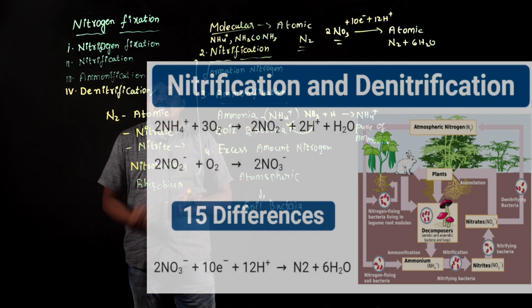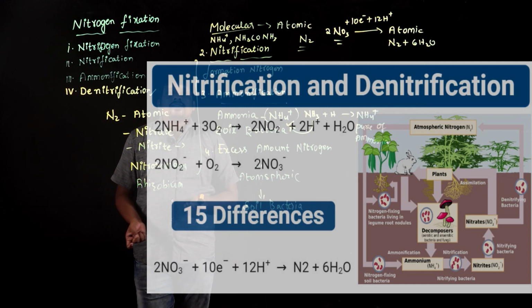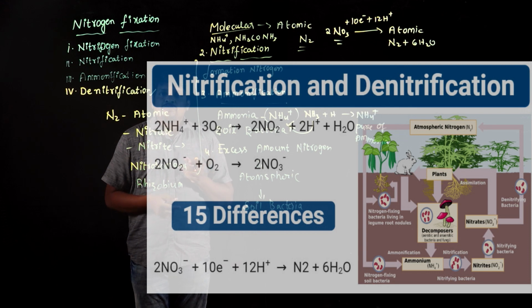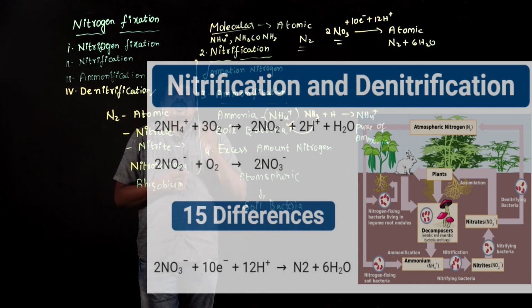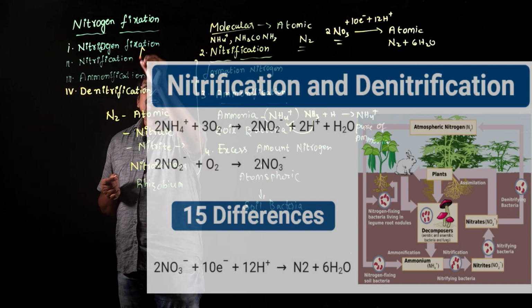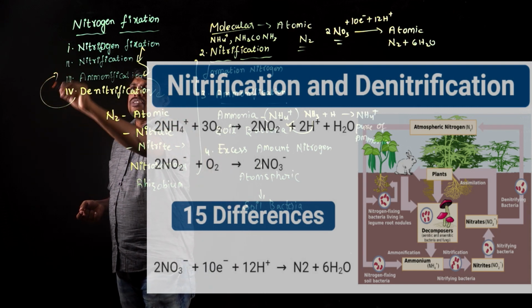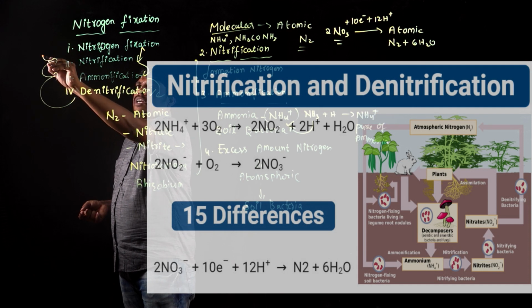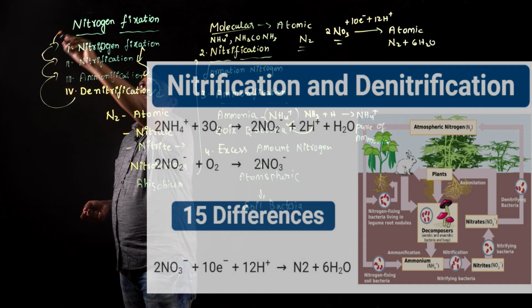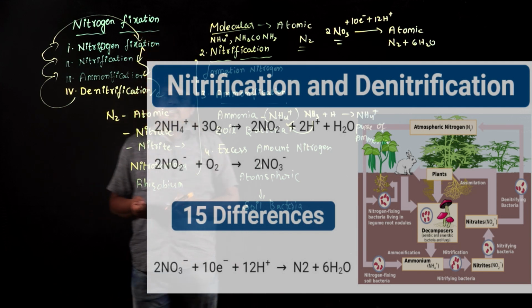So by these reactions we can conclude that the nitrogen cycle is a continuous process throughout the day, in our day-to-day life. Nitrogen fixation is followed by nitrification. Nitrification is followed by denitrification. Again, denitrification is followed by ammonification, ammonification followed by nitrification, nitrification followed by nitrogen fixation. Again, the cycle repeats like this. So it's a continuous cycle. That's why nitrogen is an important resource for the plant's growth and development.